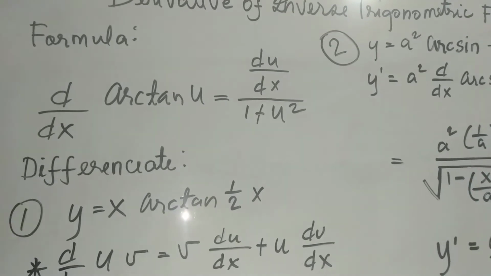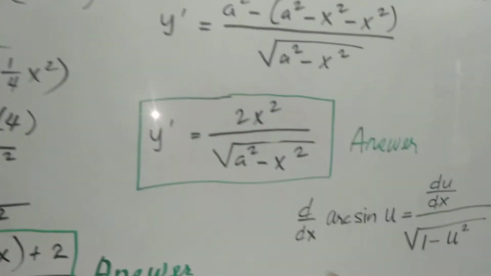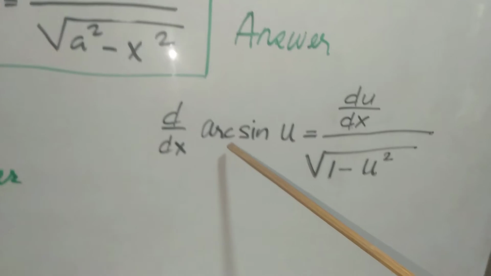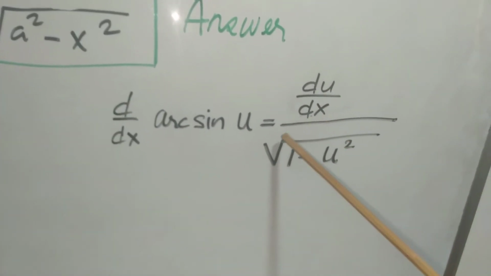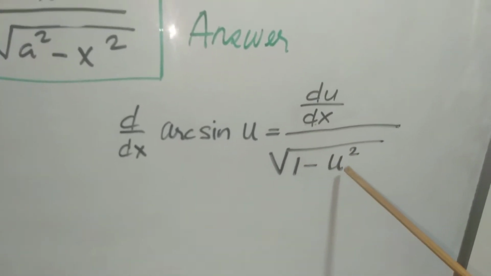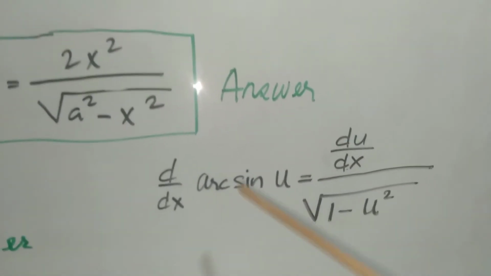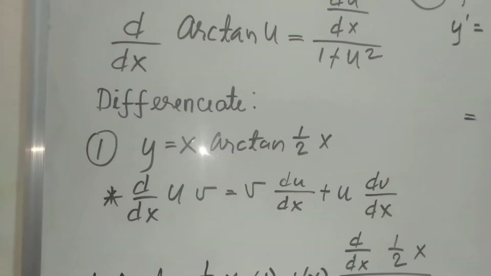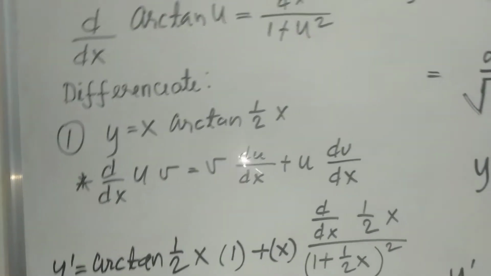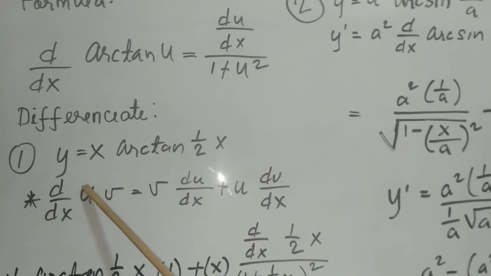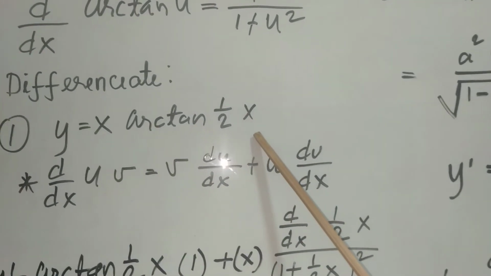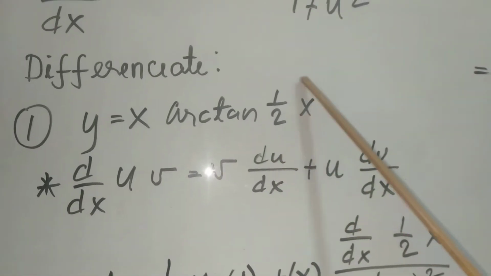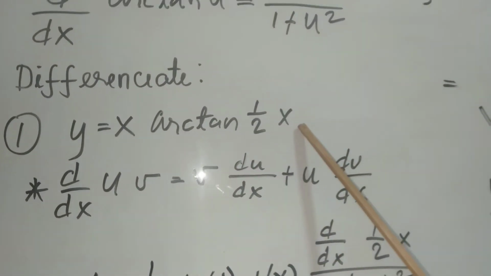For arcsine u, we're going to use this formula here. The derivative of arcsine u is equal to du over dx over the square root of 1 minus u squared. So, we have two inverse trigonometric functions that we're going to discuss. Let's start with the first one. We're going to differentiate y is equal to x arctangent 1/2 x. So, our u here is 1/2 x.